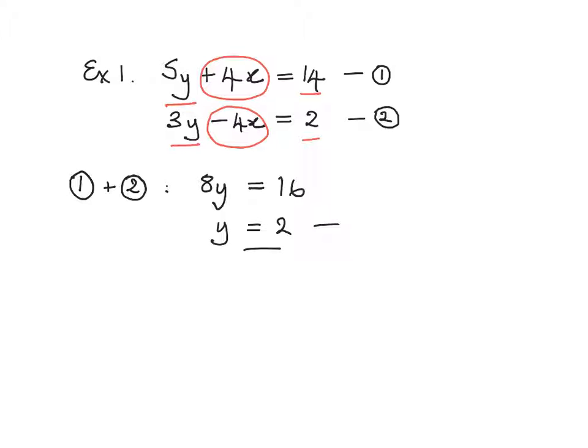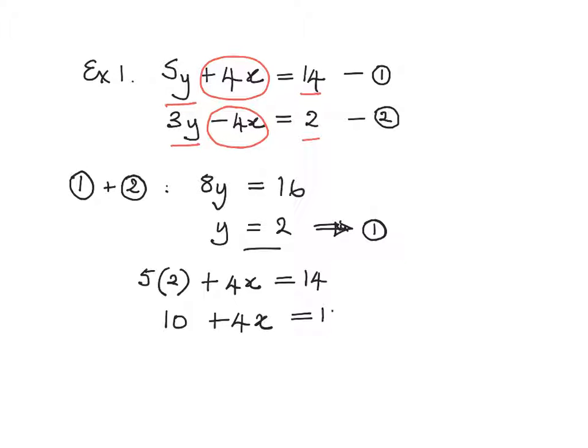What I'm going to do then is to sub that value of y equals 2 into one or other of the two equations. I'm just going to choose equation 1. So 5 times 2 plus 4x equals 14. 5 times 2 is 10. 10 plus 4x equals 14. If I take 10 away from both sides, I have 4x equals 4 and x equals 1.